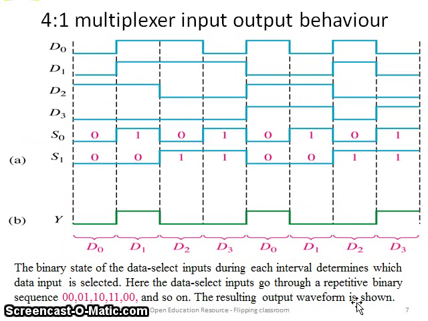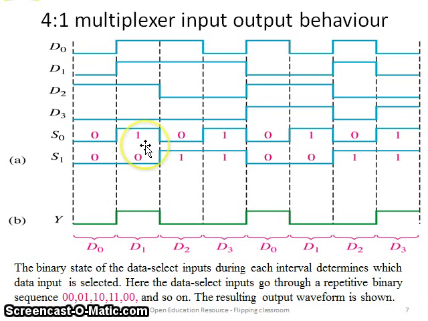Next we move to the waveforms of the 4:1 mux. The four data lines, the two select lines, and the output Y. The sequence for the select lines is taken as 0-0 during the first time T1, then 0-1, then 1-0, then 1-1. The cycle repeats. When S0 and S1 are both low, as we know, D0 will be the output, so you can see a low state at the output.